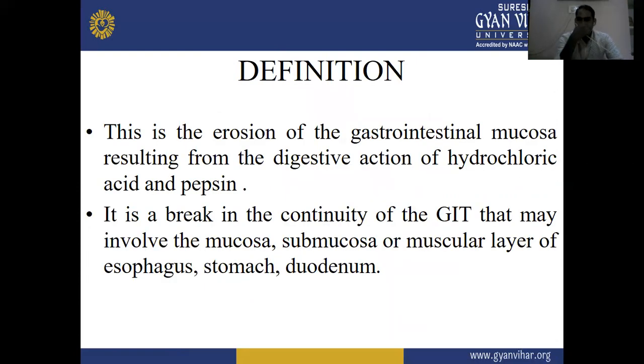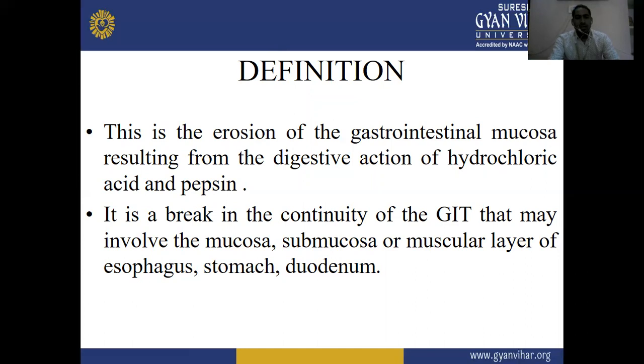Next, definition of peptic ulcer. This is the erosion of the gastrointestinal mucosa resulting from the digestive action of hydrochloric acid and pepsin. These are the digestive fluids in the stomach: hydrochloric acid, pepsin, renin, and mucin. Erosion occurs when the mucous membrane lining the stomach becomes inflamed, meaning erosion and inflammation of the mucosal membrane lining in the stomach.